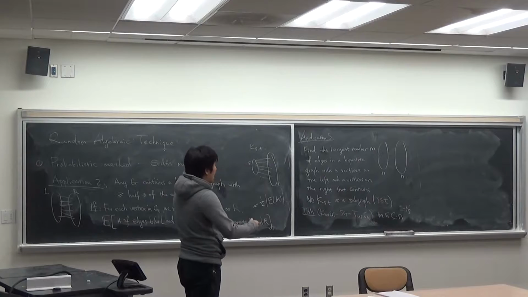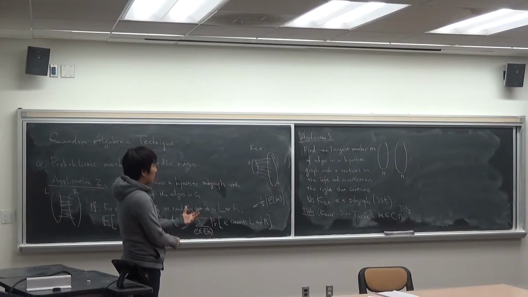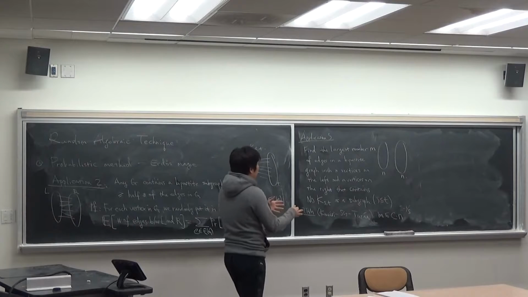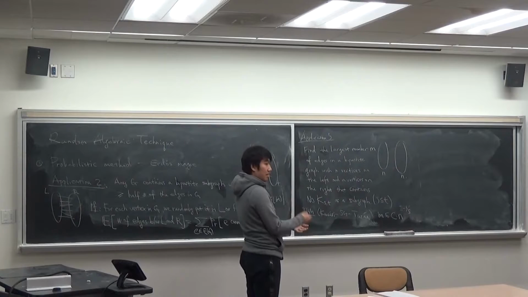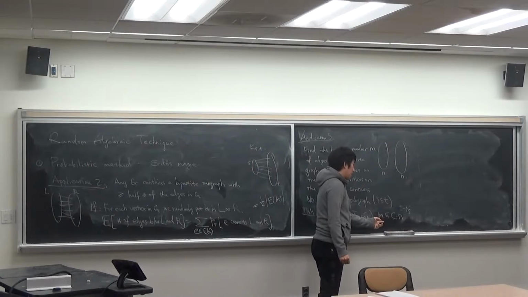You might be wondering if this estimate is sharp, i.e., can we somehow construct a bipartite graph with this many edges so that the graph doesn't contain K_{S,T}? Therefore, you provide a lower bound for this number, and hence show that this estimation is sharp. Okay, so here is a question.